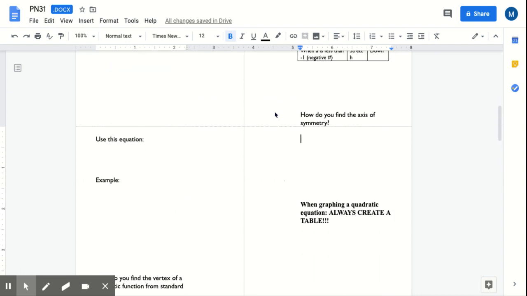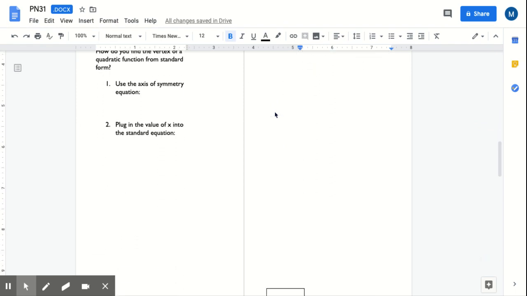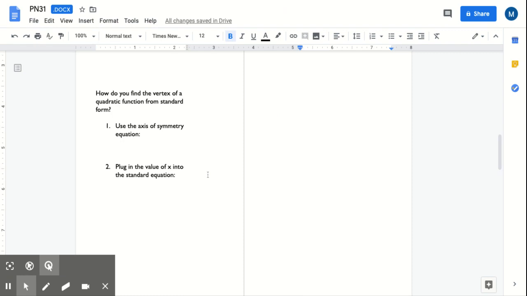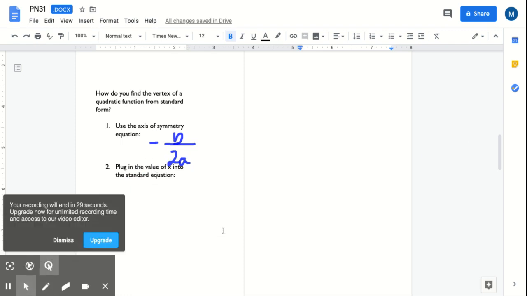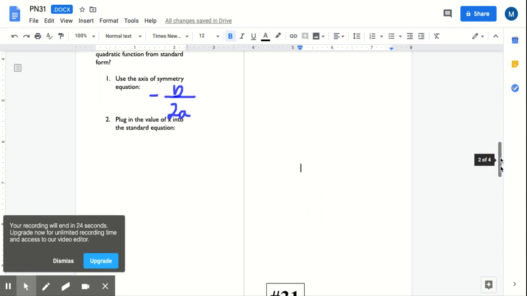Okay, so now I want to move down to find the vertex. They ask you on one or two of your questions to find the vertex. The first step is to use that axis of symmetry equation. You're going to do that, and then you're going to plug that value of x into the original equation that they gave you.